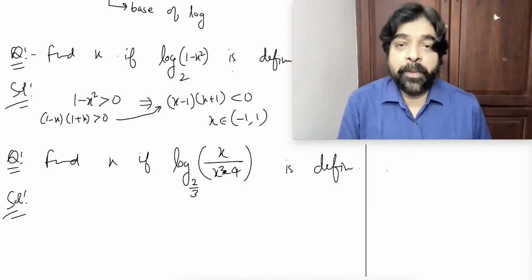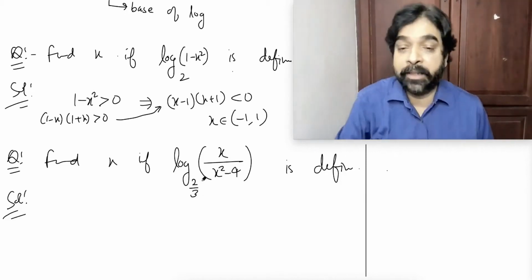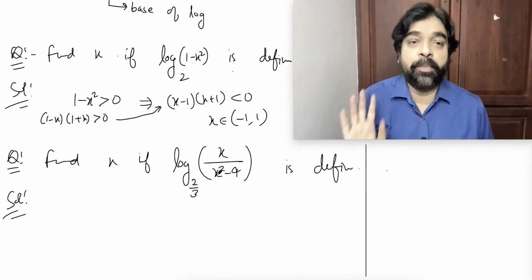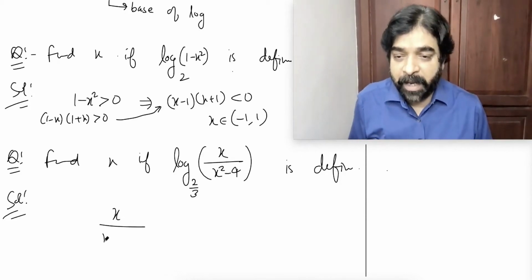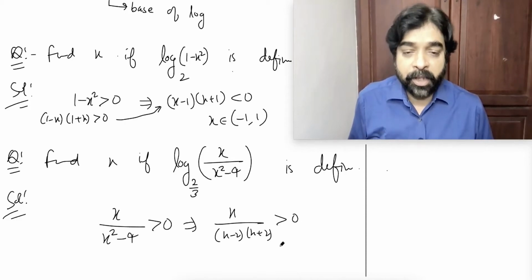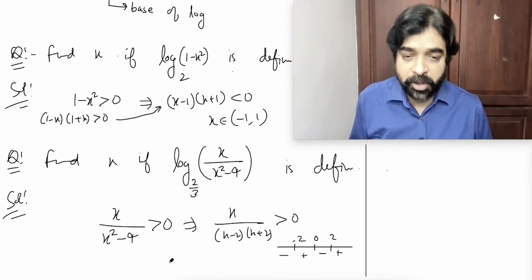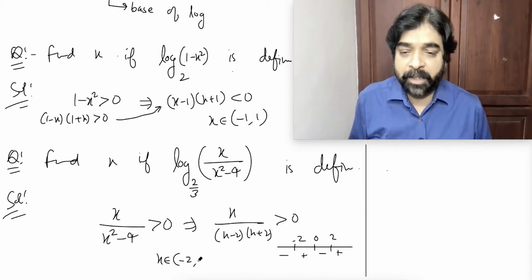This quantity should be defined only when this is positive and this is positive. This is already positive. This should not be 1. Yes, it's not 1. So the only condition is that this should be positive. So x/(x² − 4) must be greater than 0. So directly I am writing x divided by (x − 2)(x + 2) greater than 0. Critical points −2, 0, 2. Positive, negative, positive, negative. We want positive. So x belongs to (−2, 0) union (2, ∞).